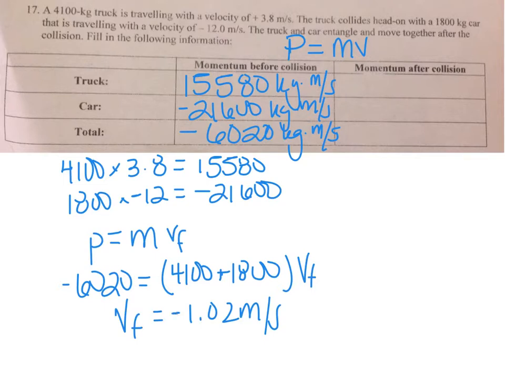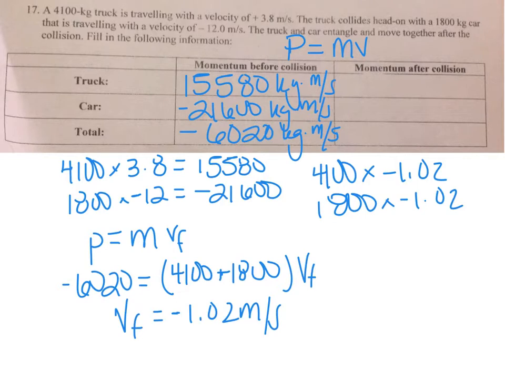So now you can take that final velocity and use it to find the individual momentums of each vehicle after the collision. So you're going to take, again, their mass times the new velocity. So 4,100 times negative 1.02 and 1,800 times negative 1.02, to find separately what their momentum would be. For your truck, that's going to be negative 4,182 kilogram meter per second, and then negative 1,836 kilogram meter per second for the car. And then you'll add those up again, you'll get negative 6,018.